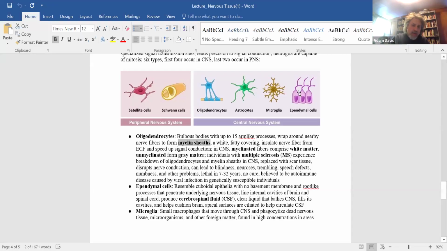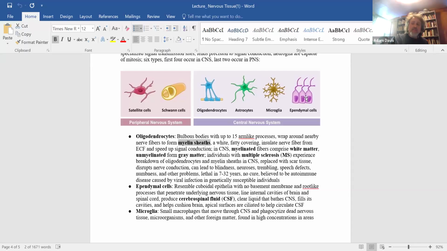And last but not least, we have ependymal cells. Ependymal cells are these kind of cuboidal-looking cells. They resemble cuboidal epithelia. But they're going to be forming linings of the internal cavities of the brain and spinal cord. There are spaces inside the brain called ventricles. The ependymal cells line those cavities, and the ependymal cells continuously secrete a clear fluid known as cerebrospinal fluid, or CSF for short.